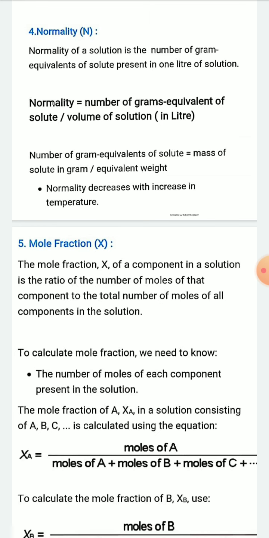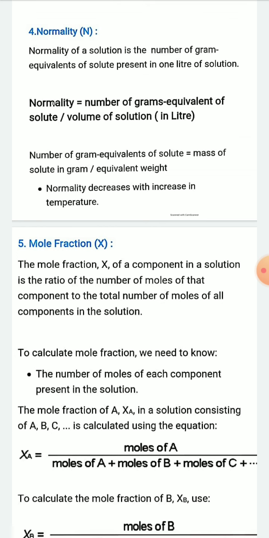What is normality? Normality of a solution is the number of gram equivalent of solute present in 1 liter of solution. It is number of gram equivalent, not number of moles. So normality is equal to number of gram equivalent of solute divided by volume of the solution.